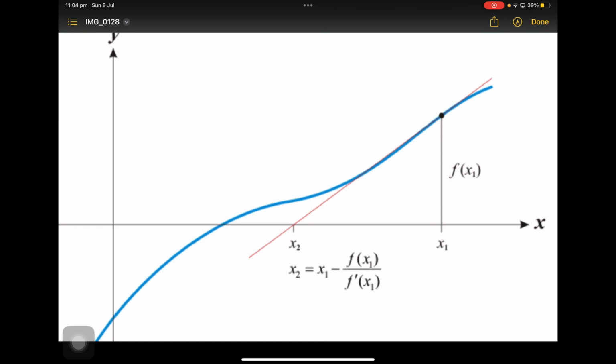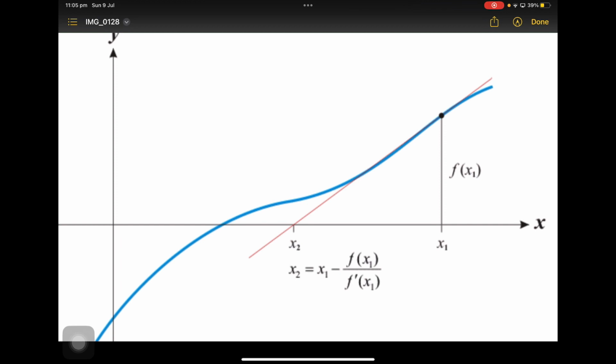From the gradient definition, we can say that the value of the hypotenuse is simply the ratio of perpendicular and base. So we can write something like this. The gradient, which is represented by f prime, or in fact it is the derivative of the function of x, is the ratio of f of x1 and the difference of x2 and x1. If we make this equation the subject of x2, we get the equation written here: x2 is equal to x1 minus f of x1 divided by f prime of x1.